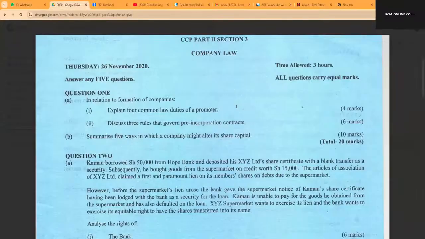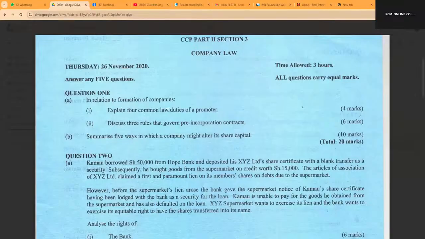Yes, thank you so much. So the common law duties, in this case the duties we've already looked at in our notes there, are borrowed from the common law. Like proposal of the name of the company, proposal of the registered office of the company, proposal of the objectives of the company, coming up with the memorandum and the articles. So when you mention those ones, you'll get your marks. They are borrowed from the common law.